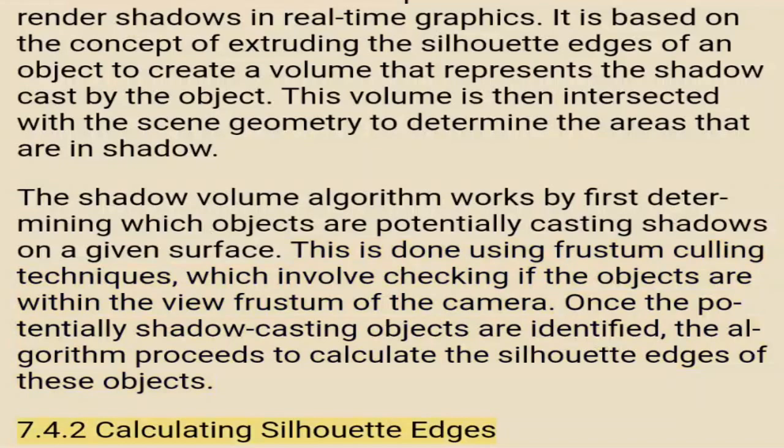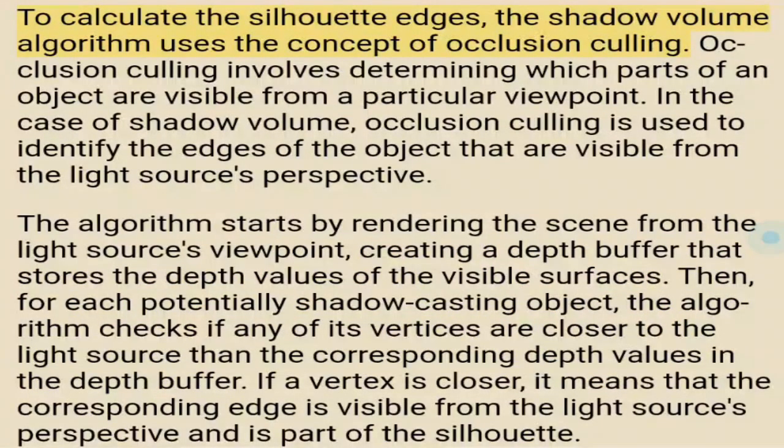7.4.2 Calculating Silhouette Edges. To calculate the silhouette edges, the shadow volume algorithm uses the concept of occlusion culling. Occlusion culling involves determining which parts of an object are visible from a particular viewpoint. In the case of shadow volume, occlusion culling is used to identify the edges of the object that are visible from the light source's perspective.